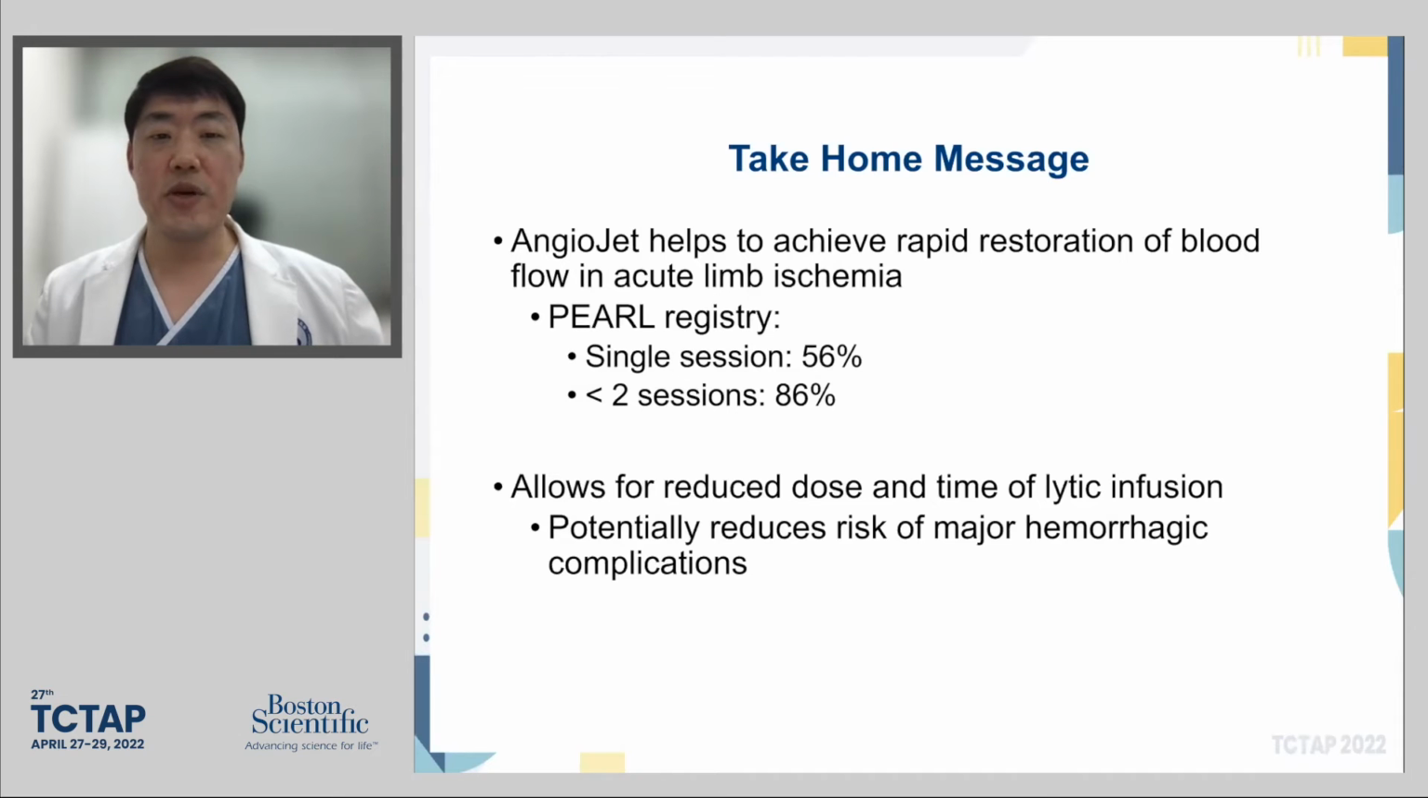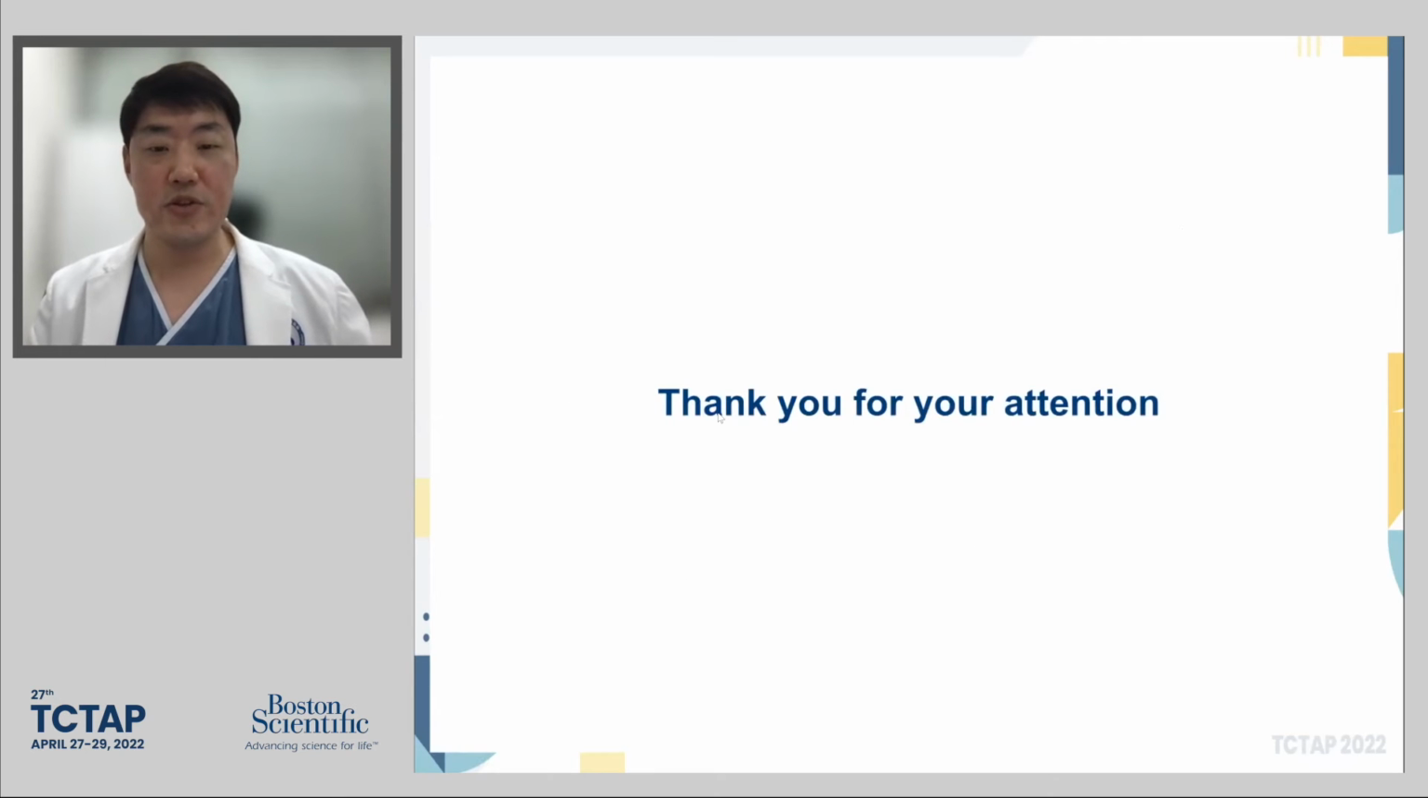I just showed you a couple of cases where I did thrombectomy alone and then low-dose thrombolysis afterwards. But you can also use adjunctive thrombolysis, or the power pulse mode. So these are the different combinations that you can use. Also, as you can see, in these patients we just did a single session. If you look at the PEARL registry, 86% of the patients had less than 2 sessions. So this is also one of the advantages of the AngioJet device. Okay, thank you for your attention.